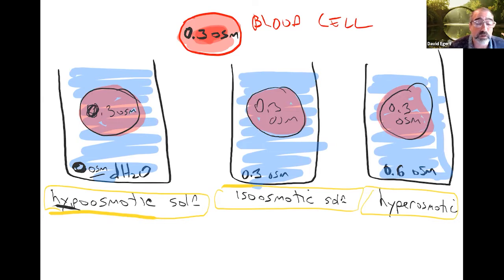And the inside is always 0.3. So basically, if the solution is less than 0.3, we call it hypoosmotic. If it's exactly 0.3, it's isoosmotic. If it's greater than 0.3, it's hyperosmotic. And I should say, just for completeness, this 0.3 is somewhere between 0.28 and 0.3. But let's just say 0.3 because it's easy.